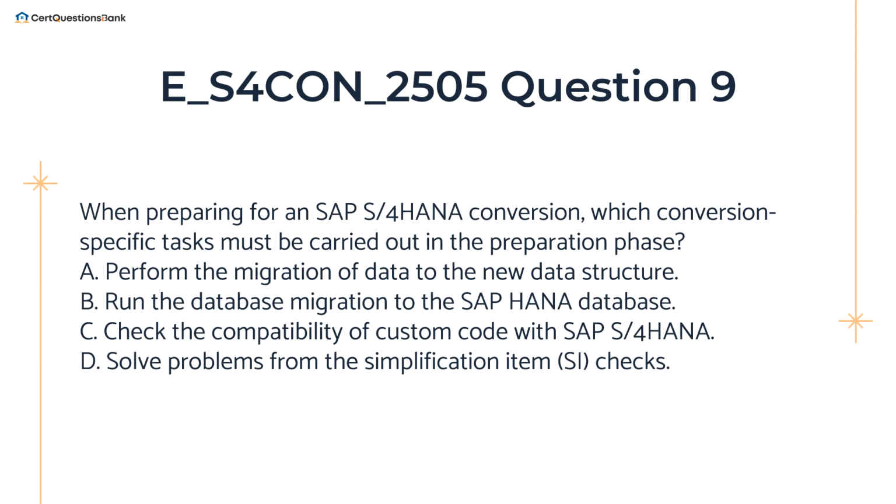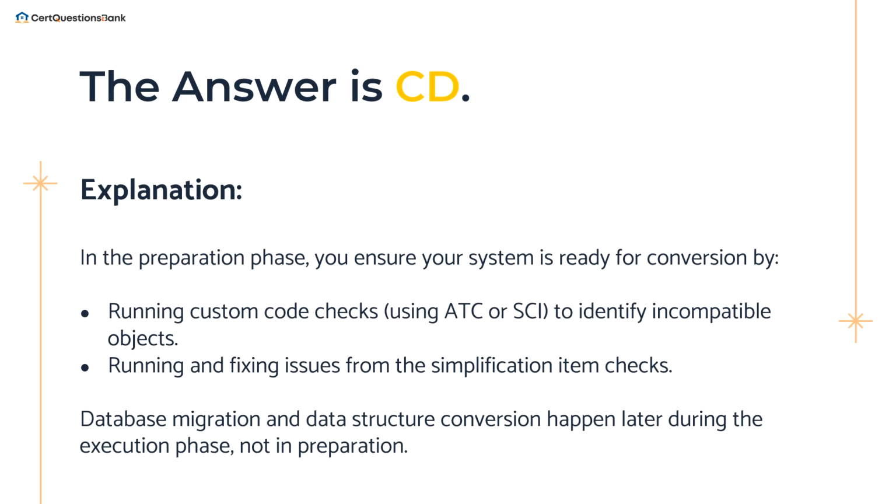When preparing for an SAP S/4HANA conversion, which conversion-specific tasks must be carried out in the preparation phase? A. Perform the migration of data to the new data structure. B. Run the database migration to the SAP HANA database. C. Check the compatibility of custom code with SAP S/4HANA. D. Solve problems from the simplification item, SI, checks. The answer is CD.